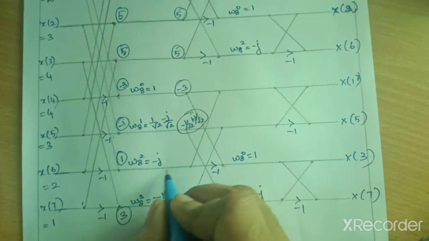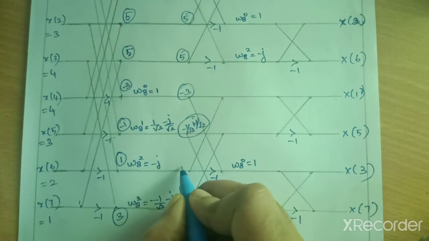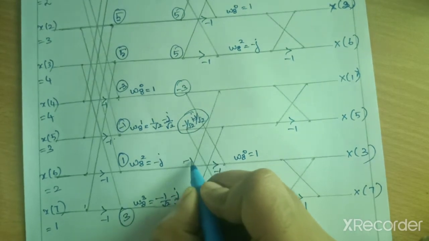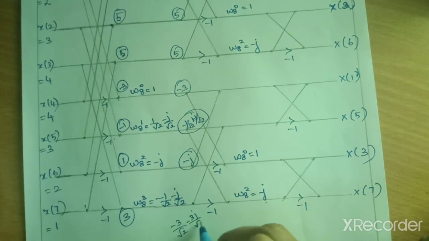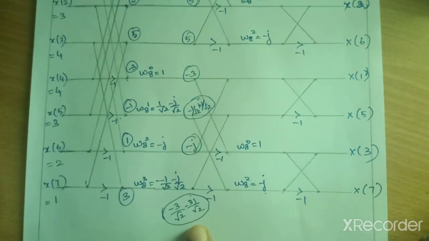So next here minus j will be multiplied with 1. So the value will be minus j. So here 3 will be multiplied with this point. So in this point we have minus 3 by root 2 minus 3j by root 2. So in this point we have this value.